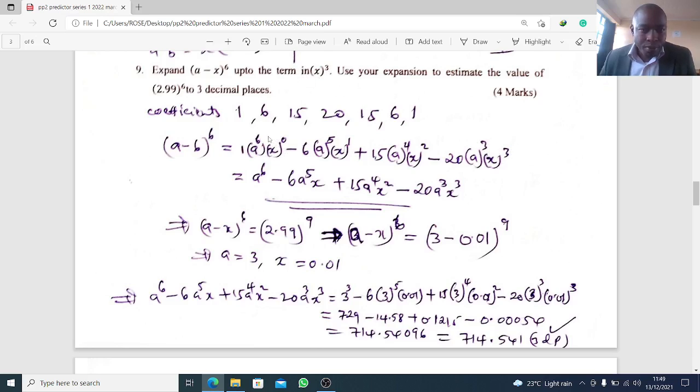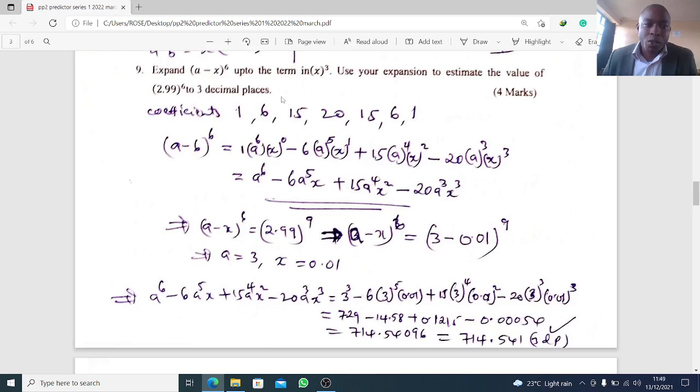So a power of 6, x power of 0 is 1, a power of 6 remains, so it is 1 times a power of 6, which is a power of 6, minus x power of 1 is the same as x, a power of 5, so it is 6a to the 5 x, plus 15a to the 4 x squared, minus 20a cubed x cubed.